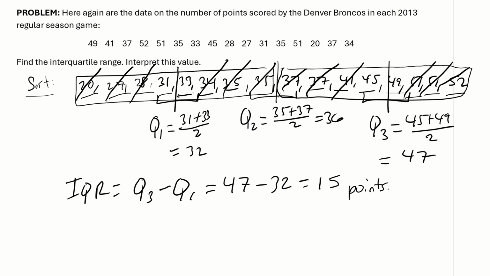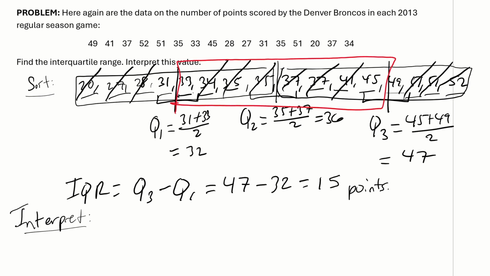And so what that is saying is that, so we're going to interpret it. Sorry for the writing there, the pen's acting up. So the interpretation is that this is the middle 50% of the data. So from here to here, this is representing the range of the middle 50%. This is 50% of the data right here. This is 25%, and then this is another 25%. So this is representing the range of the middle 50%, okay?